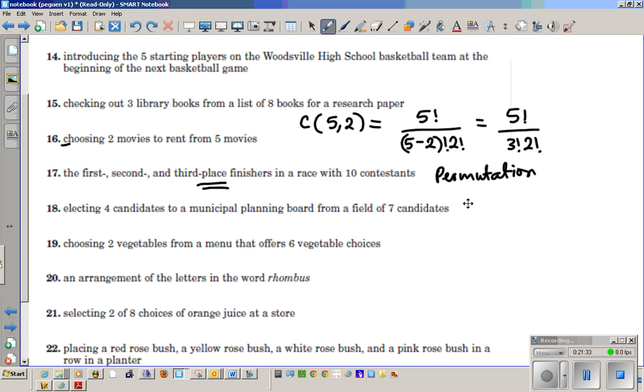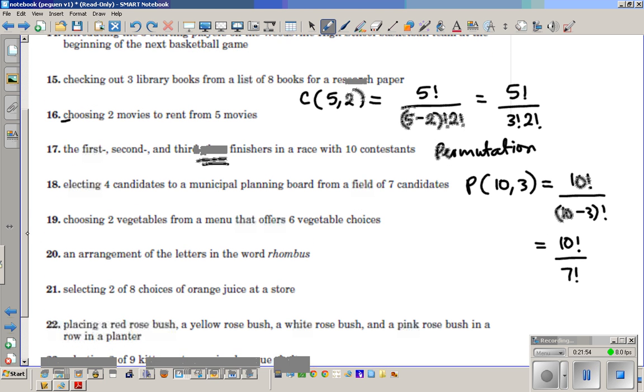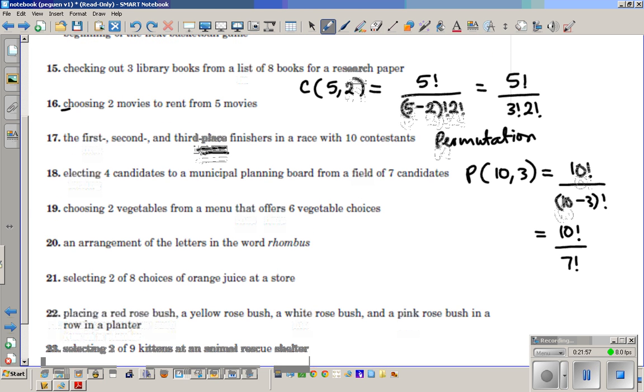And to do this one, we're going to have P out of 10, we're choosing 3. We're ordering 3. Choosing 3 in order. So that's going to be 10 factorial divided by 10 minus 3 factorial. And then you work this out, it's going to be 10 factorial over 7 factorial. And then you can figure out the rest. Okay? Alright, let's move on to number 18.